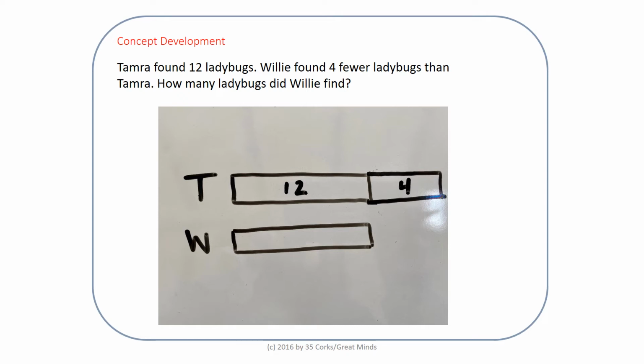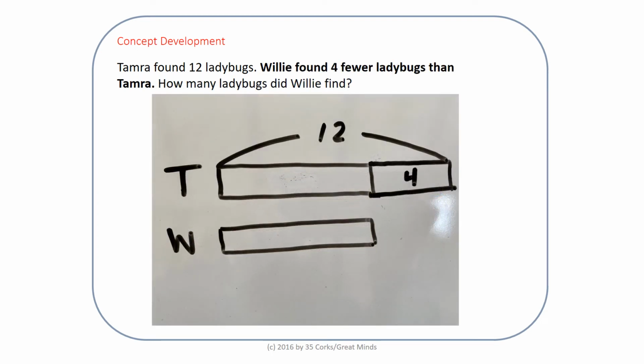The total. So let's fix our double tape diagram to make 12 our total of Tamara's ladybugs. Now does this show that Tamara found a total of 12 ladybugs? Yes. Now we're going to read the next sentence that I put in bold. Willie found 4 fewer ladybugs than Tamara. Did we show that in our double tape diagram? Yeah.